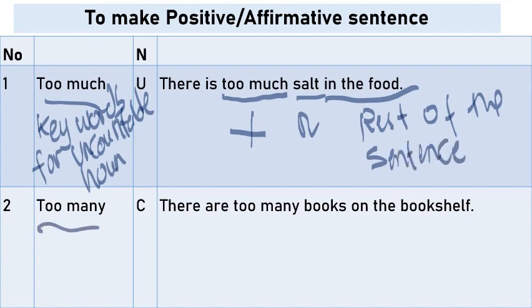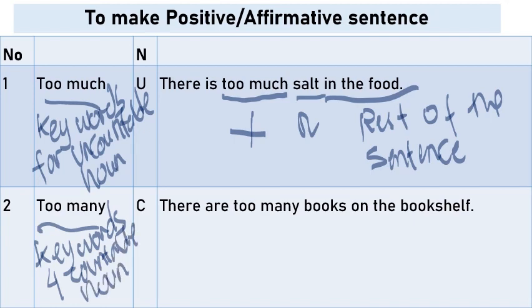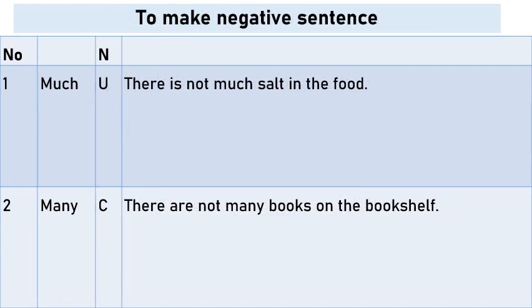Too many is the keyword for countable noun. For example, there are too many books on the bookshelf. So this is countable nouns, so you have to add the s.